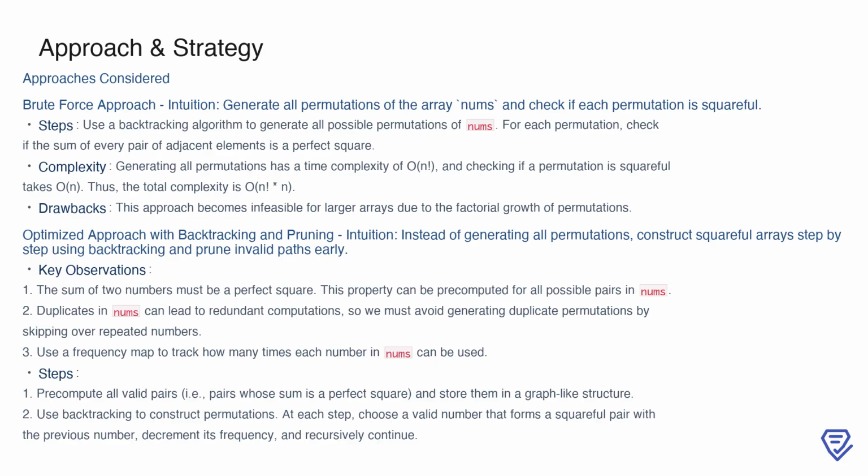Instead, we can turn to an optimized approach that combines backtracking with pruning invalid paths early. The key insight here is to construct squareful arrays step by step, only continuing down paths that satisfy the problem's constraints. This avoids the inefficiency of generating all possible permutations. Additionally, we can pre-compute the pairs of numbers whose sums are perfect squares, which helps us quickly validate potential pairs during the process. By leveraging these optimizations, we significantly reduce redundant computations and focus only on valid solutions.